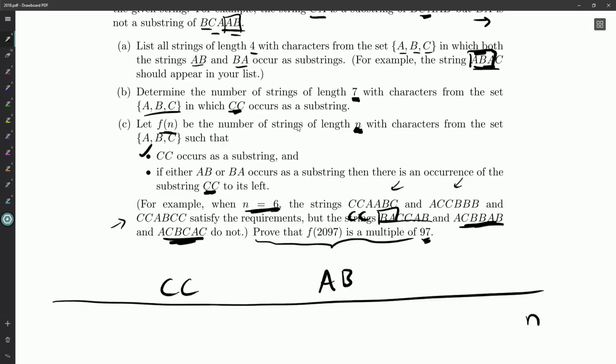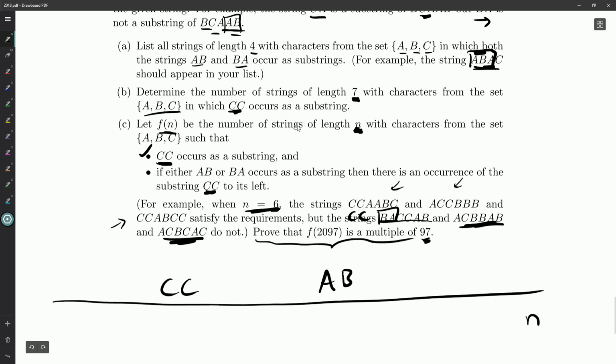And they told me it's FN. I think if they were just interested in 2097 on its own, they might have said, consider strings of length 2097. Let capital N be the number that do this. So I feel like them talking about this FN might be a bit of a hint to maybe work out a formula for FN. I don't know if that's doable, but we can try it. No reason not to, right?